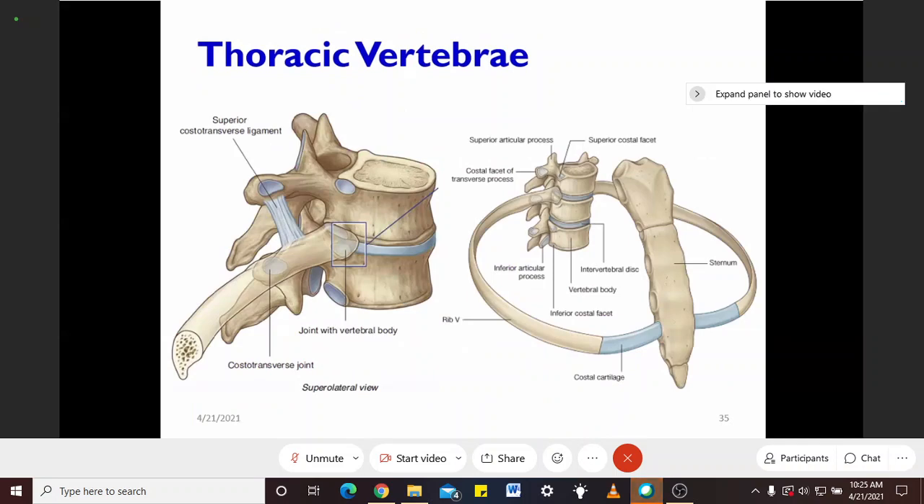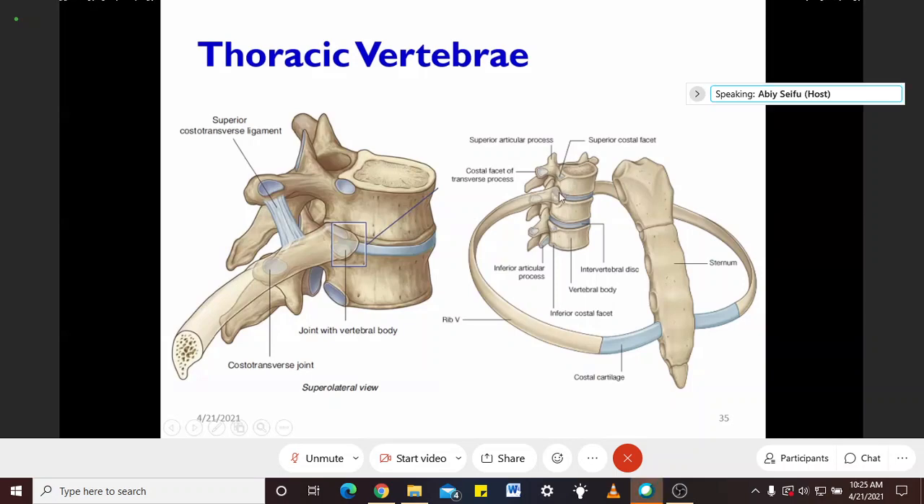Let's see this one. For instance, this just shows the articulations of ribs with that of the body. The articulations of ribs and the body. This one is rib 5.